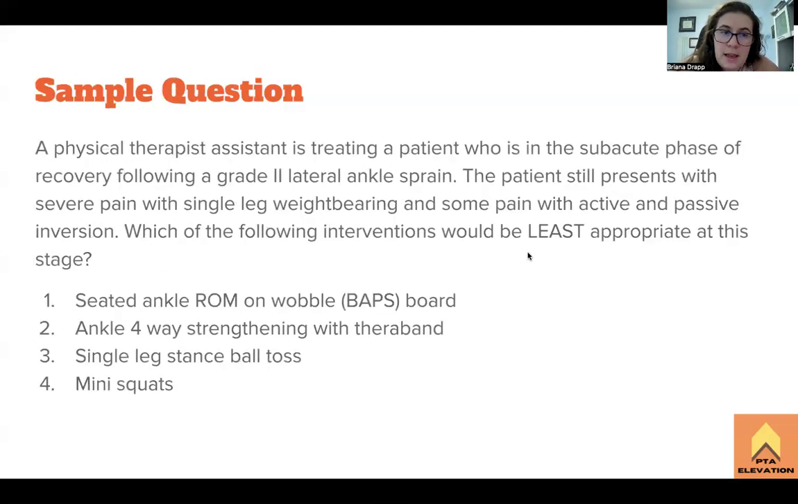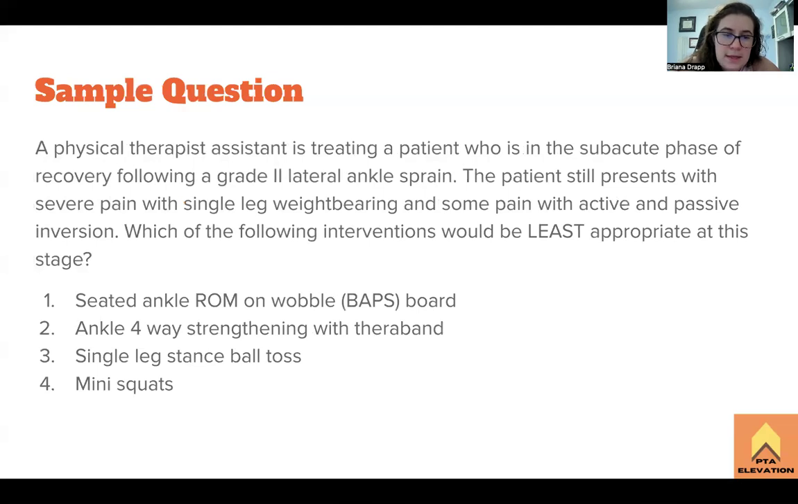Sample question. A physical therapist assistant is treating a patient who is in the subacute phase of recovery following a grade 2 lateral ankle sprain. The patient still presents with severe pain with single leg weight bearing and some pain with active and passive inversion. Which of the following interventions would be least appropriate at this stage?